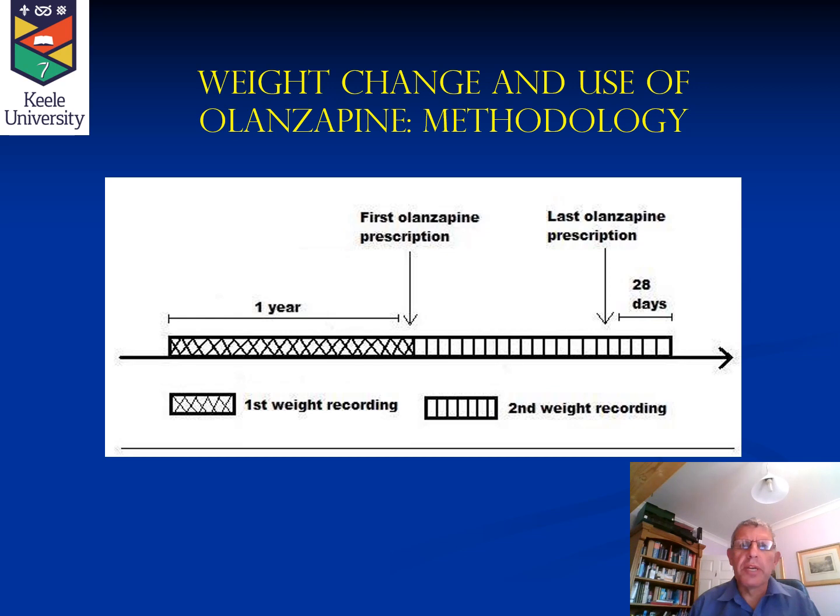So these two weight measurements were used in the analysis to assess weight change, and the date difference between the first prescription and the last prescription was taken to be the duration of treatment. And patients acted as their own controls. So what we did was we compared patients' weight before and at the end of the treatment. So we didn't have to find a control group of patients.